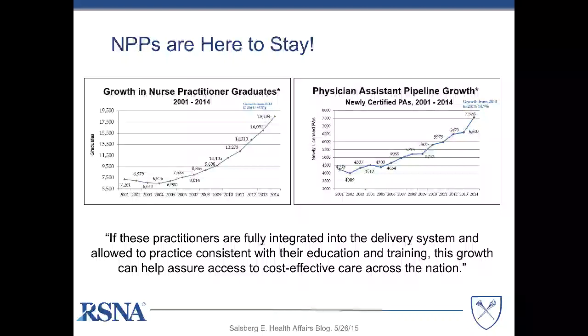These graphs show how both the nurse practitioner and physician assistant communities are growing. Urgent care, primary care, and increasingly, specialty care practices are embracing these healthcare professionals and helping them deliver high-quality and timely medical care. And those opportunities exist for radiology practices as well.